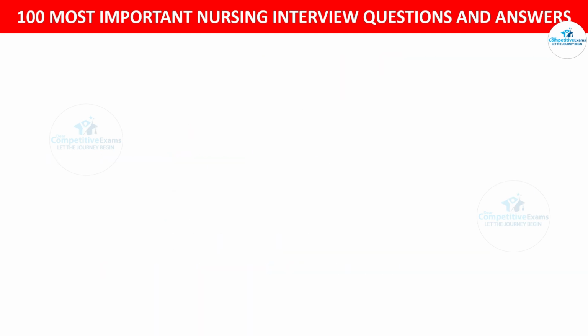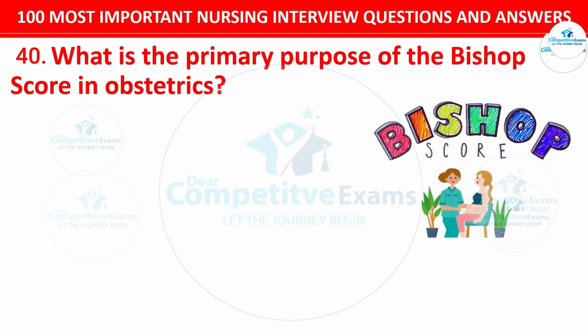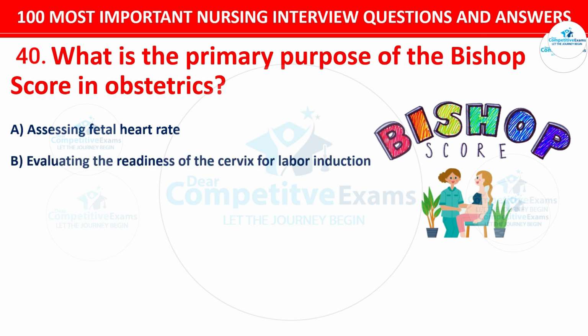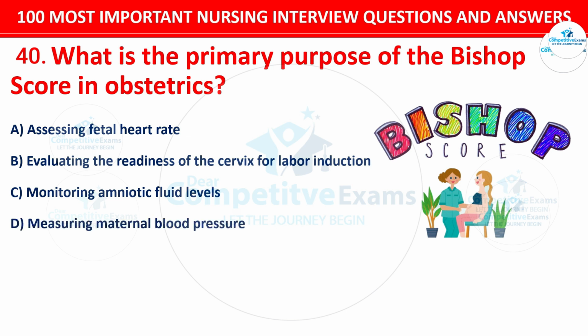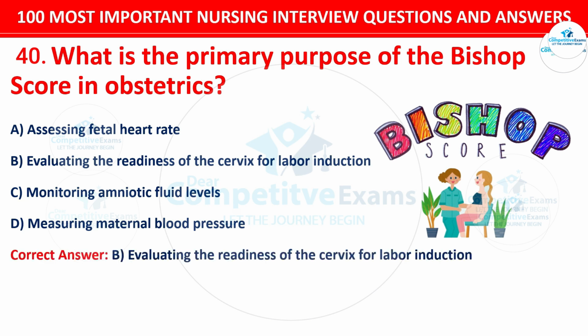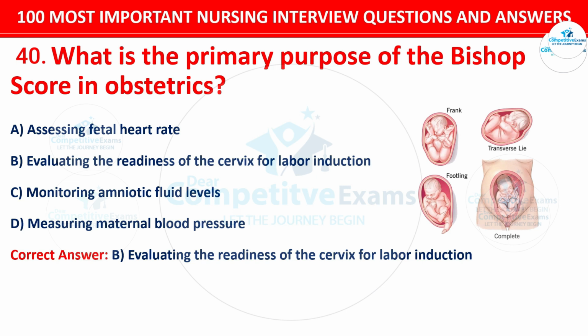Question number 40. What is the primary purpose of the Bishop score in obstetrics? Your options are: assessing fetal heart rate, evaluating the readiness of the cervix for labor induction, monitoring amniotic fluid levels, or measuring maternal blood pressure. The correct answer is B, that is evaluating the readiness of the cervix for labor induction.